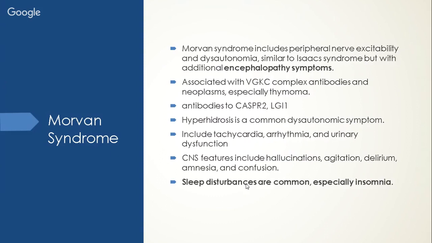So it just bursts. You will see a burst of the discharge, then a stop, then a burst again. Morvan syndrome is very similar to Isaac syndrome. However, it also has the myotonic discharges and dysautonomia, with an addition of encephalopathies. So you'll have these patients having hallucinations, agitation, delirium. But one of the key features of Morvan syndrome is that they often have insomnia and other sleep disturbances.